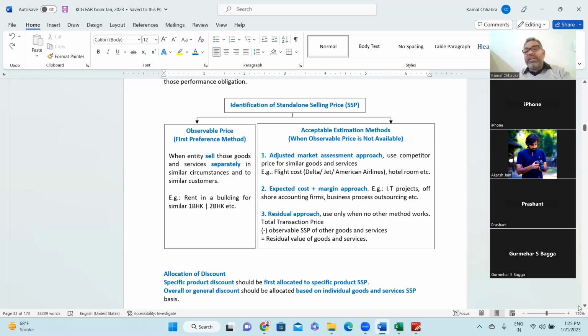The next one is the residual approach. When nothing applies, when there is no observable price, no adjusted market, there is no market for it, you don't know what the cost will be, and you didn't get into any agreement for the markup either, then you will apply the residual approach. This approach is used only when no other method works. There, the total transaction price minus the observable standalone selling price of the goods and services is the residual value.